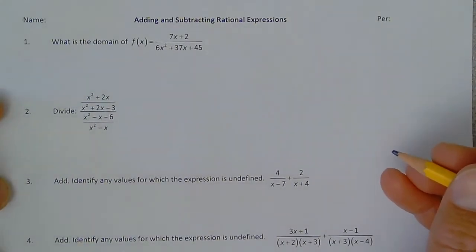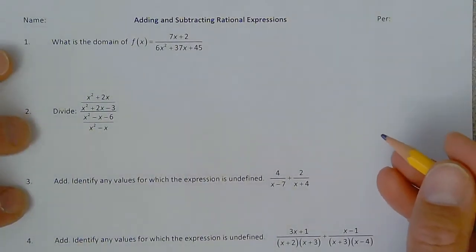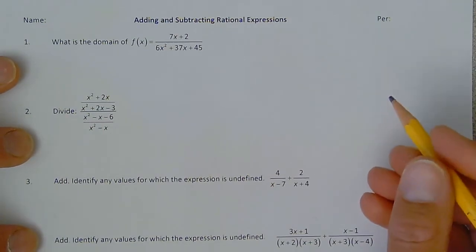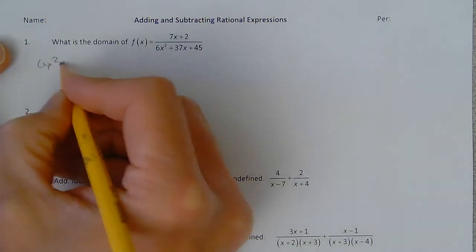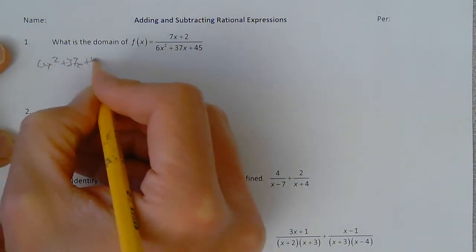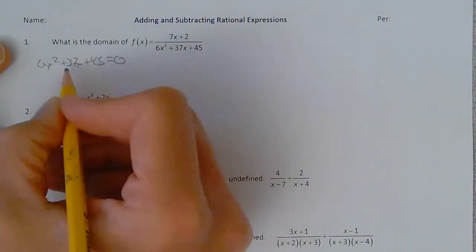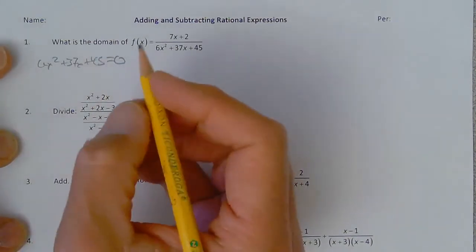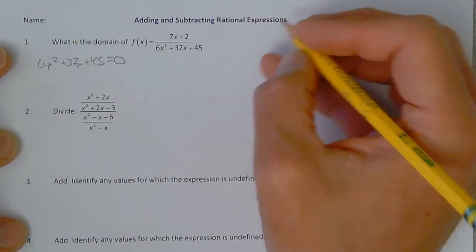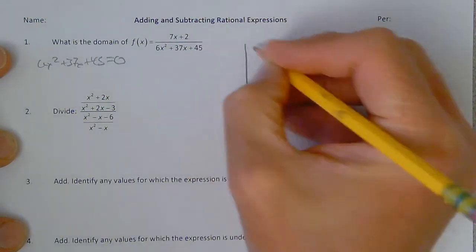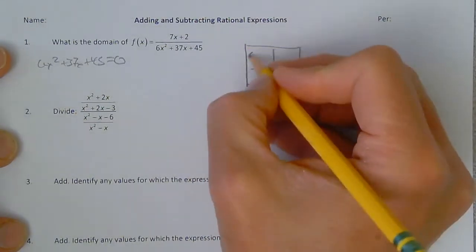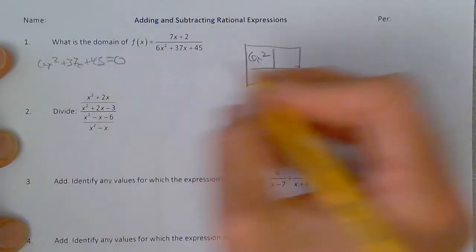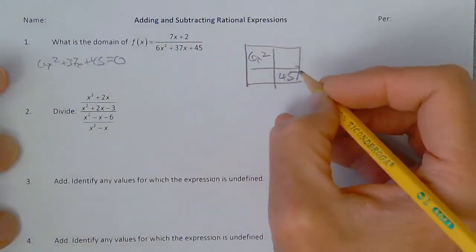Adding and subtracting rational expressions. Our review problem here is asking for the domain of that. In order to do that, we need to know where 6x squared plus 37x plus 45 is equal to 0. No common factors there. It looks like this is going to be a fun factoring problem. So, get ourselves a good lot of space on this.